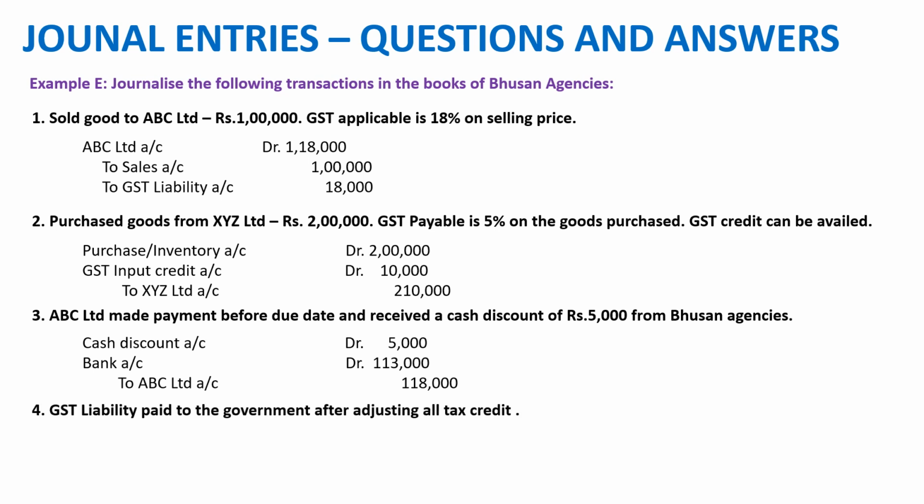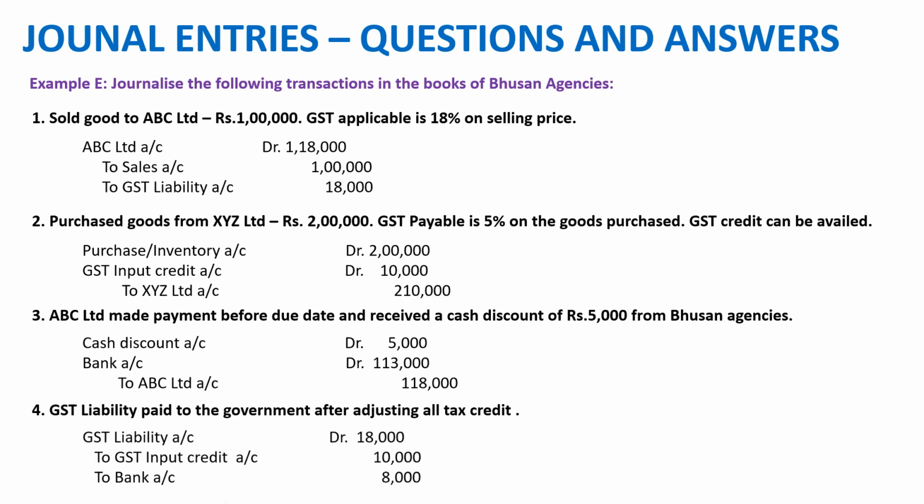Next transaction. GST liability paid to the government after adjusting all tax credit. Now what is the GST you collected from the customer ABC? It is 18,000. Now, how much tax credit you have taken while making payment to XYZ Limited? That is 10,000. What is the net amount you have to pay to the government now? It is 18,000 minus 10,000, that is 8,000 rupees.